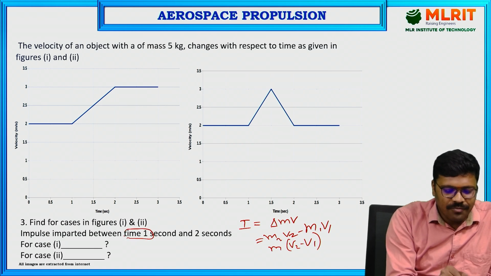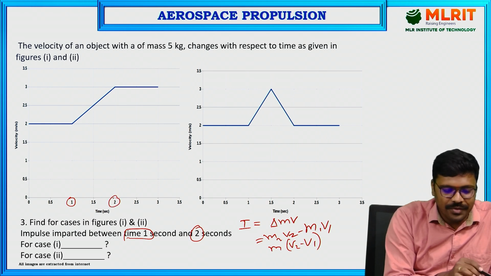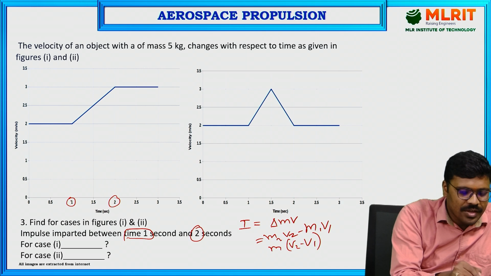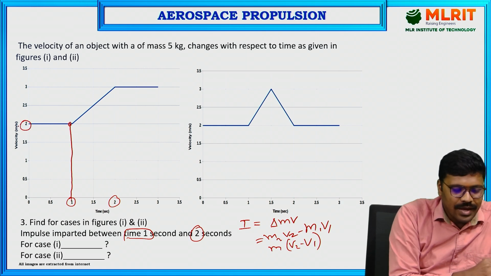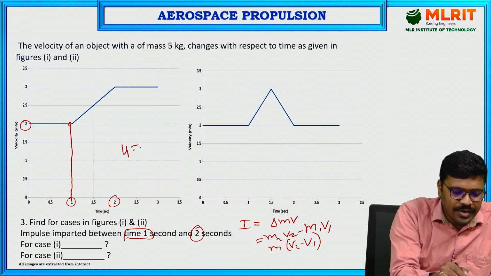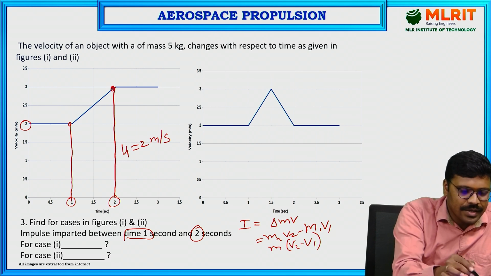Between time 1 to 2 seconds. So this is 1 and this is the first second and this is the second. Now we should note down the velocities at time 1. If I go to the velocity, this is the velocity at time 1. So v1 is equal to 2 meters per second, and at the second, this is the second velocity.